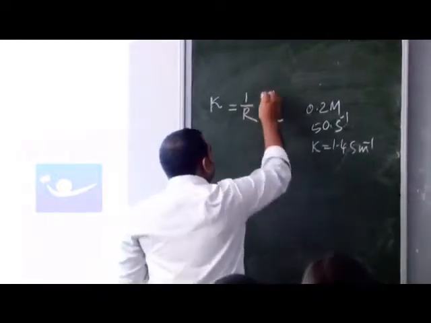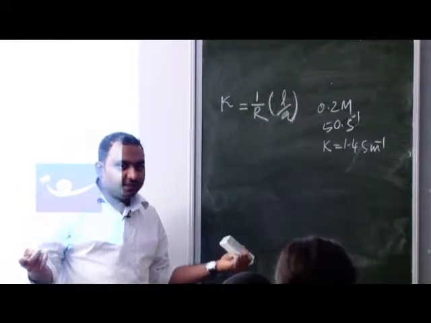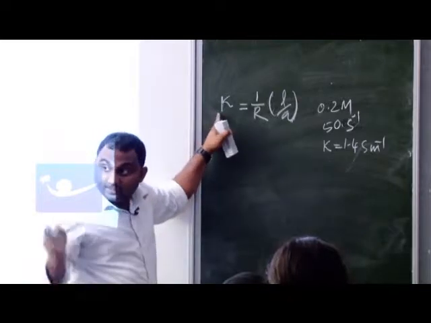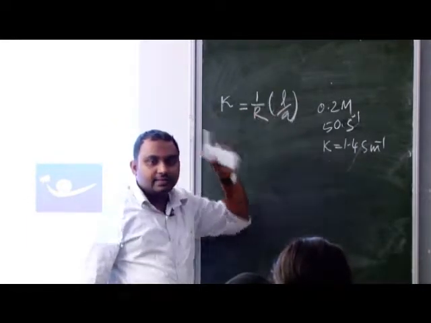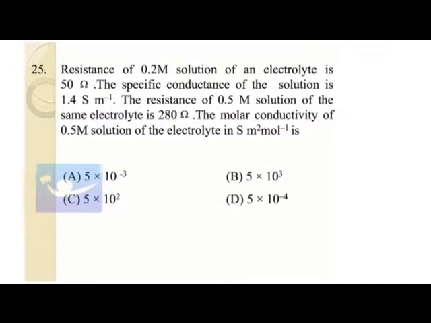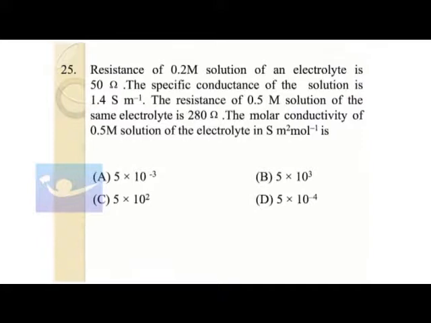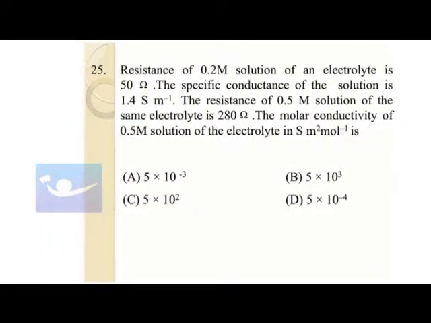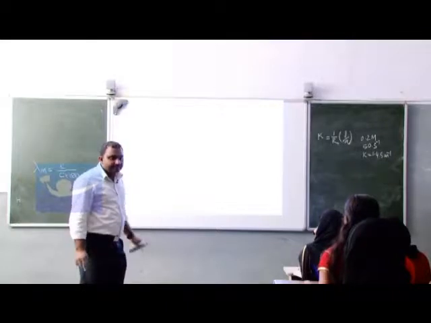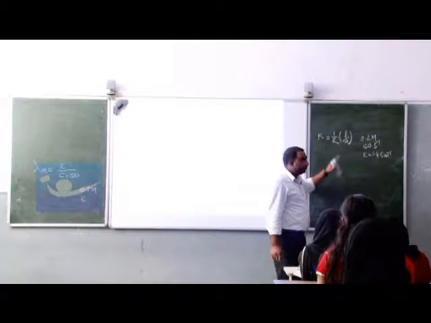And L by A is what we call cell constant. It is a constant, otherwise we will not call it a constant. And kappa depends on the molar concentration. So, 1 by R into L by A. Actually, I need to get kappa at what molar concentration? 0.5 molar concentration. What they have given? 0.2 molar concentration conductivity is given. So, what you can find out? L by A you can find out.